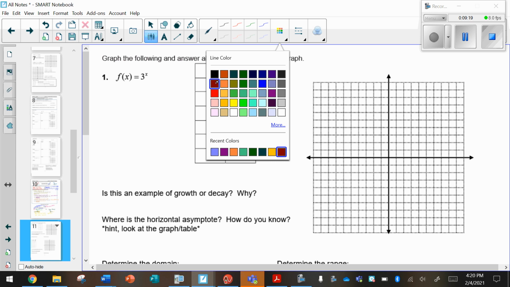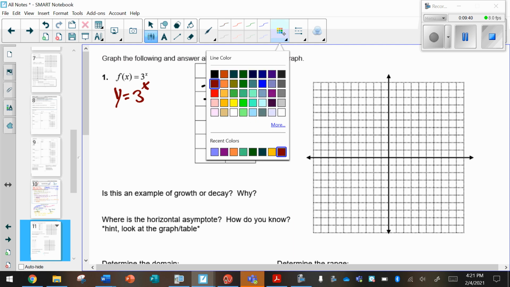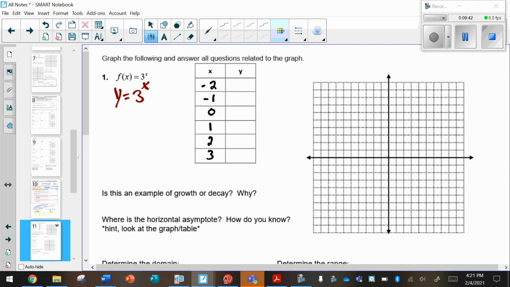Y equals 3 to the x would be the same thing as f of x equals 3 to the x. So what we're doing here is taking 3 and applying different exponents to that 3. To fill in our table, we'll do -2, -1, 0, 1, 2, 3. I'm going to do some of this without the calculator just to help us review what happens with negative exponents. So we're going to take our x value and use it as an exponent.